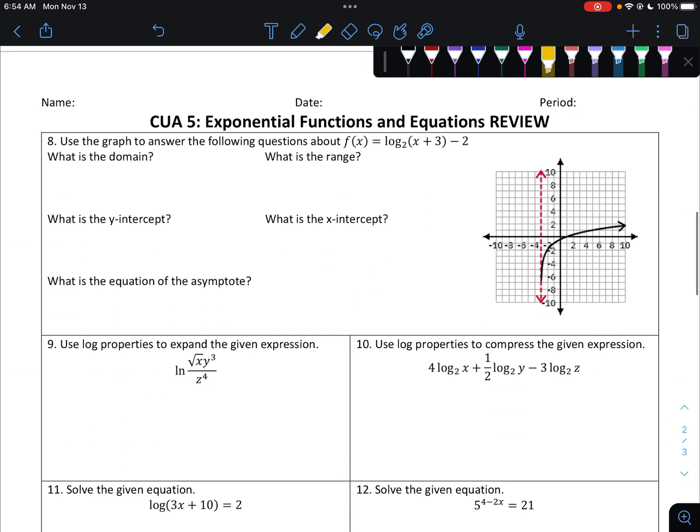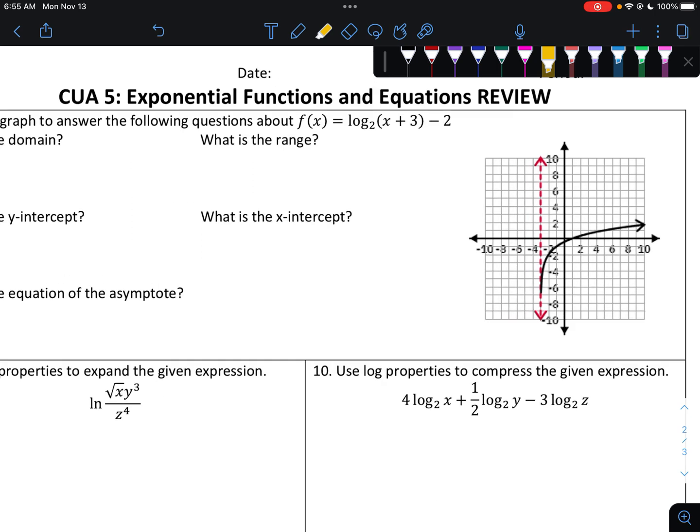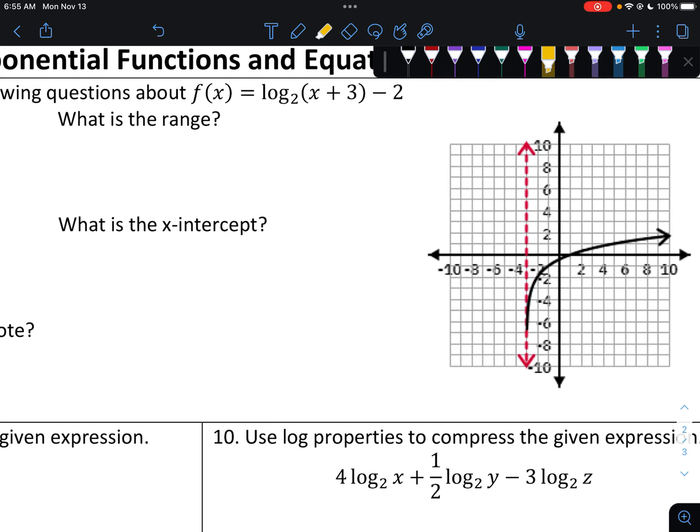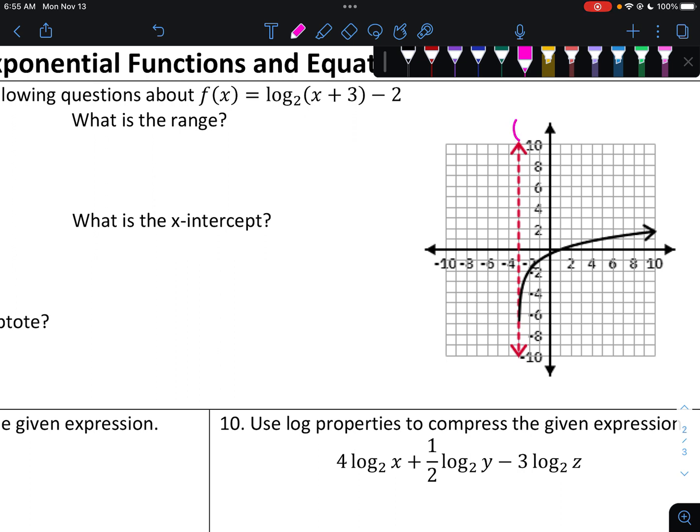Moving on to the next one, use the graph to answer the following questions about f of x, which is log base 2 of x plus 3 minus 2. So let's go ahead and graph that on our calculator. So alpha window 5, our base is 2. We have x plus 3 and then minus 2. So we hit graph. If we're talking about the domain, we see that it has been moved to the left 3. So our domain starts where this asymptote is. Okay, so right here, it's going to start here, and it's going to go on forever towards infinity.